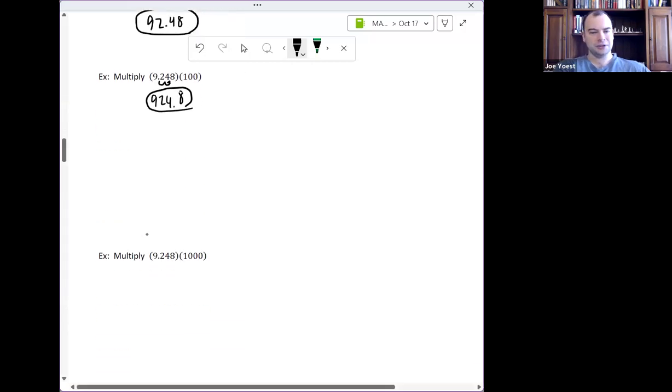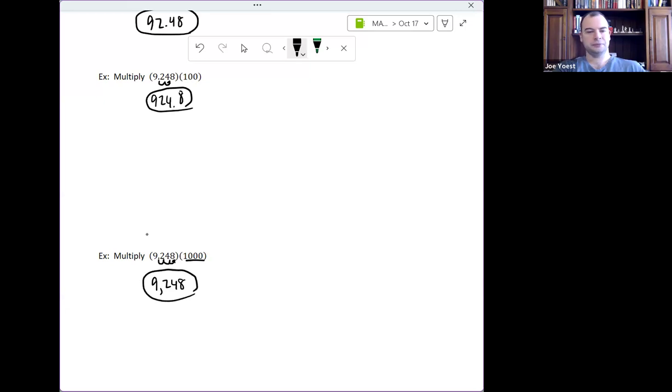Or multiplying by 1,000: 1,000 has 3 powers of 10, so 3 extra zeros would get put onto the end of that answer before we move the decimal point. So 1, 2, 3 places to the right: 9,248.